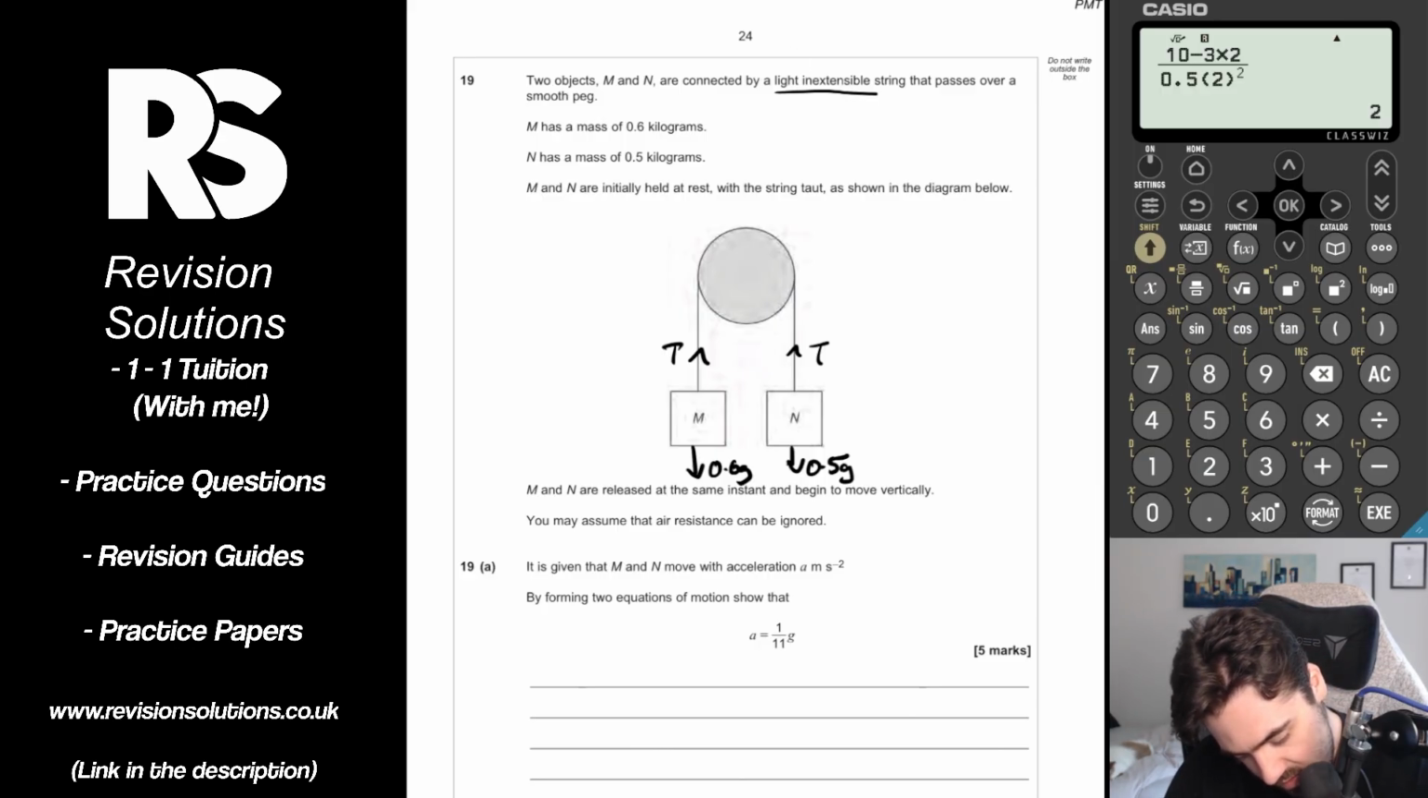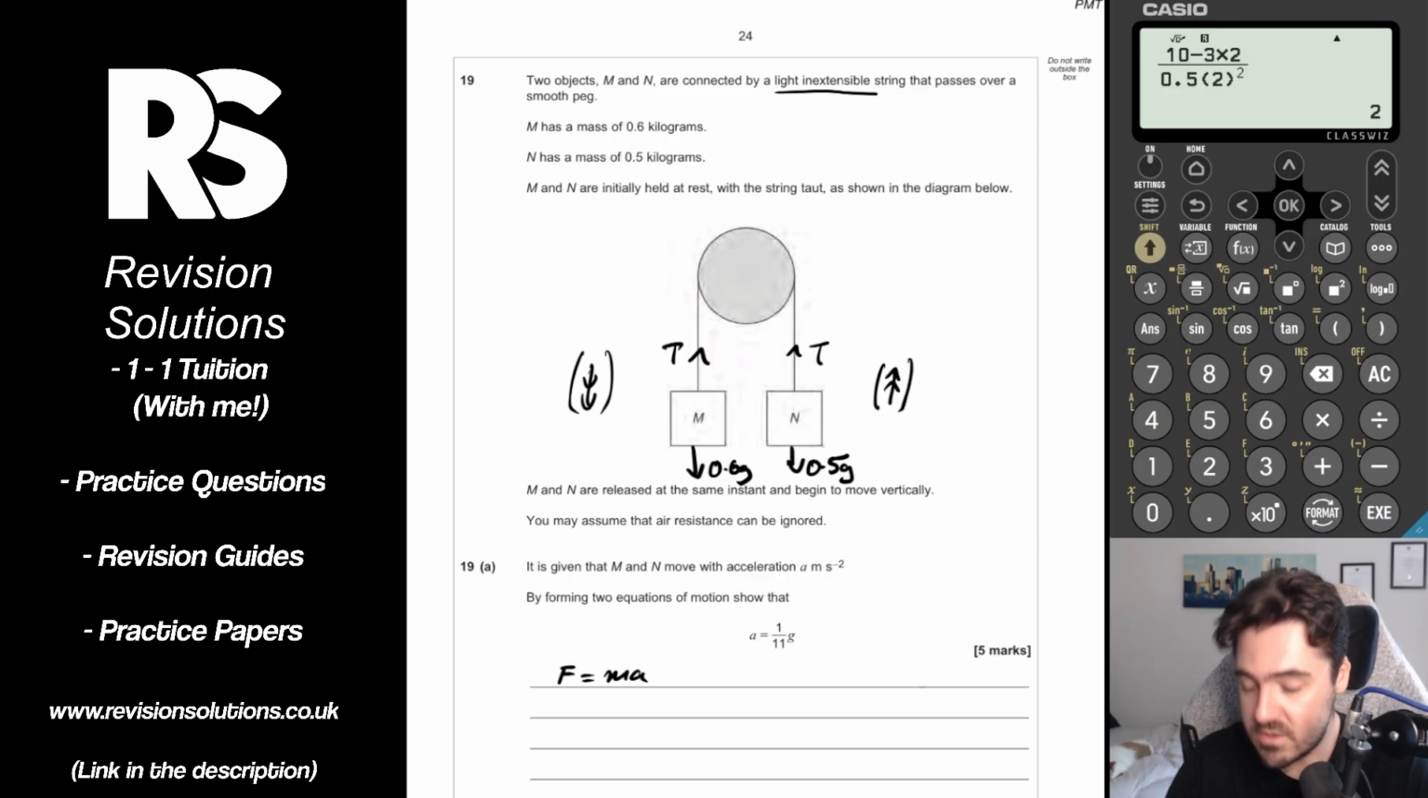It is given that M and N move with acceleration a. By forming two equations of motion, show that a equals 1 over 11g. So we should already be thinking F equals ma because it's a familiar problem, and they've just told us that the equation of motion, the only one we know, is F equals ma anyway. We've got to be careful with our directions. So we know M is going to accelerate down, and N is going to accelerate up. So I will take those directions to be positive in each of my equations.